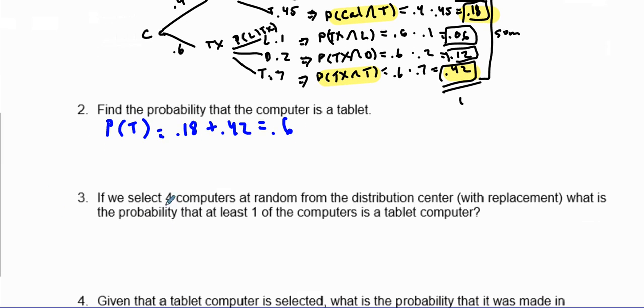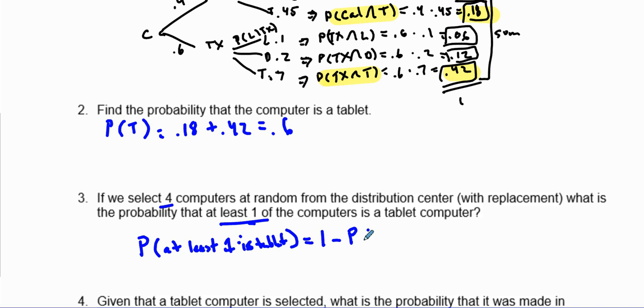Now if we select 4 computers at random from the distribution center with replacement, so they're put back in there, what is the probability that at least one of the computers is a tablet? If you recall, the probability that at least one is a tablet is 1 minus the probability that none are tablets.